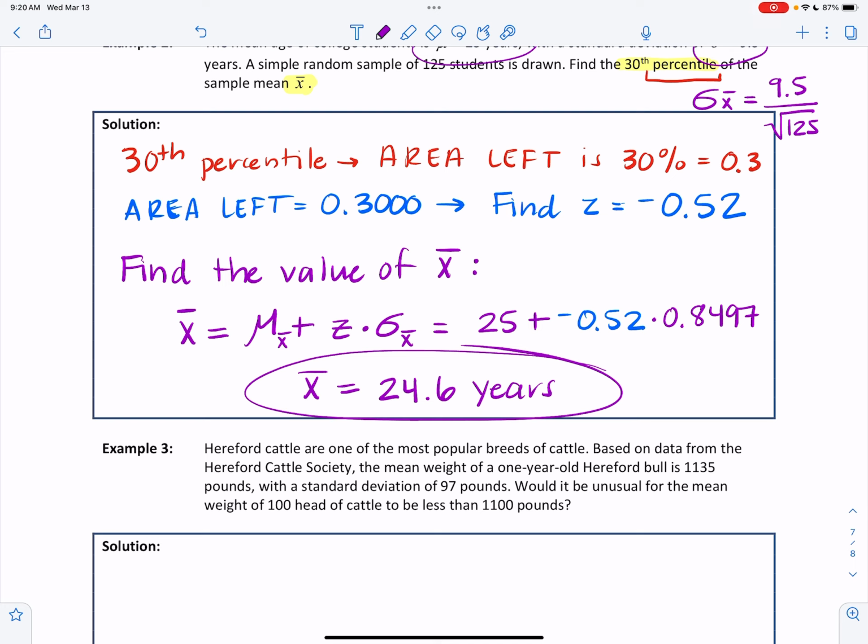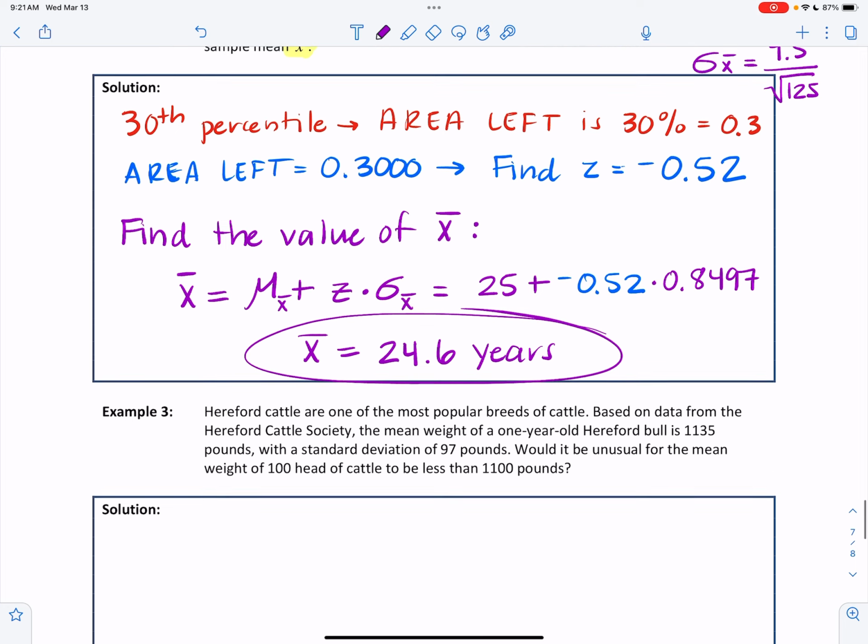So again, the thing to note here is all the methods are the same as far as finding area or finding a data value. The main thing to note is that when you're dealing with sample means, you must change from using sigma to using sigma over the square root of n.